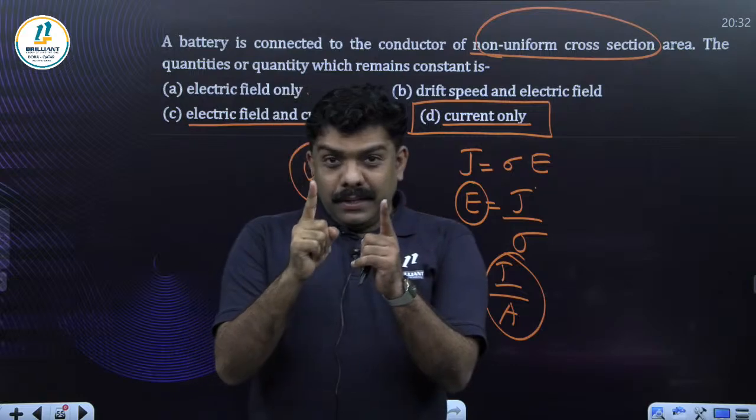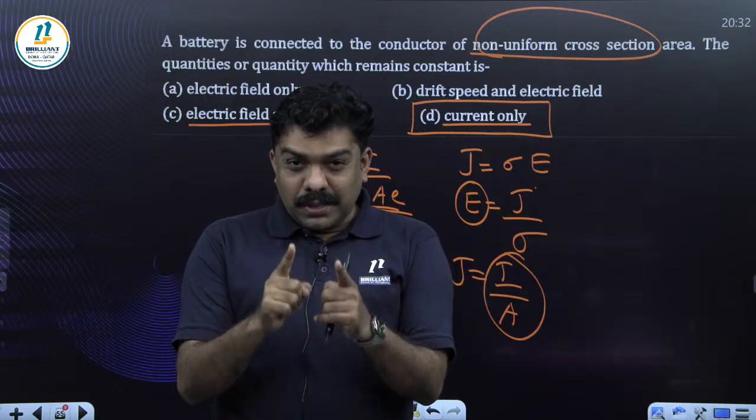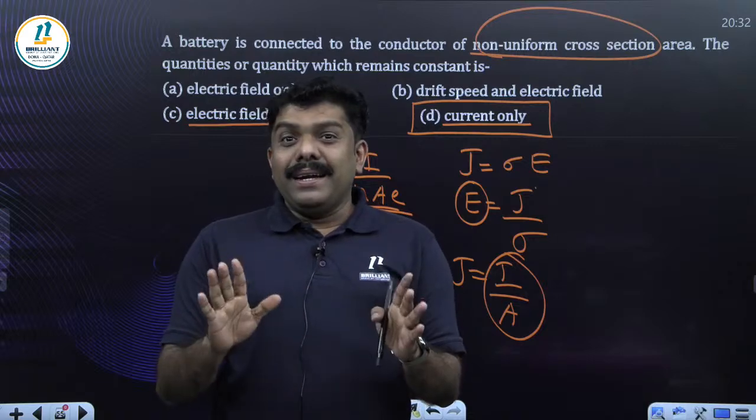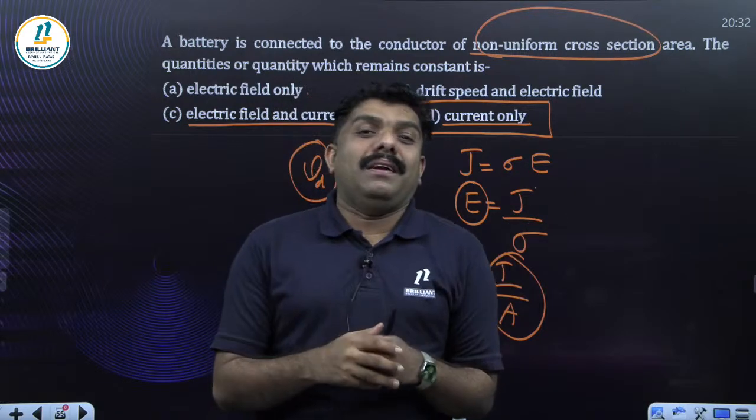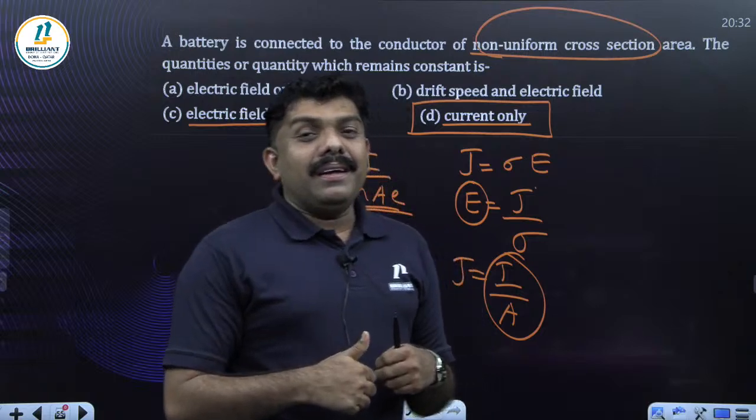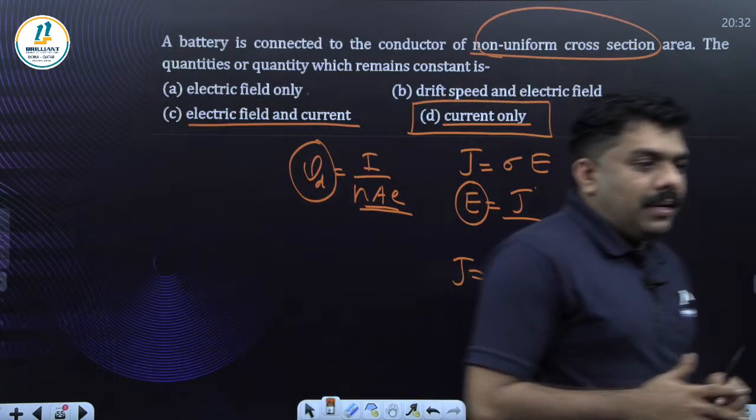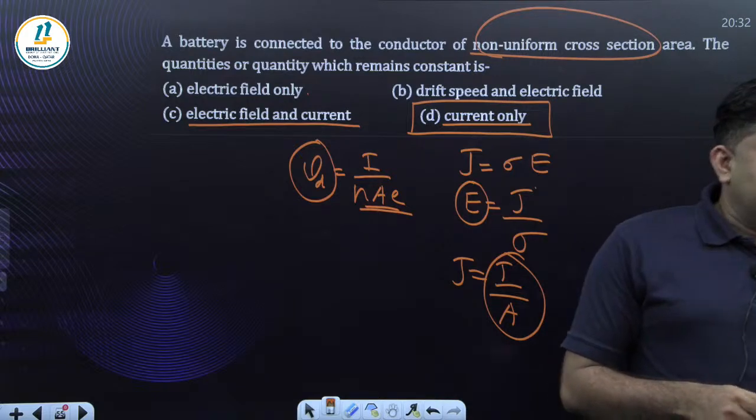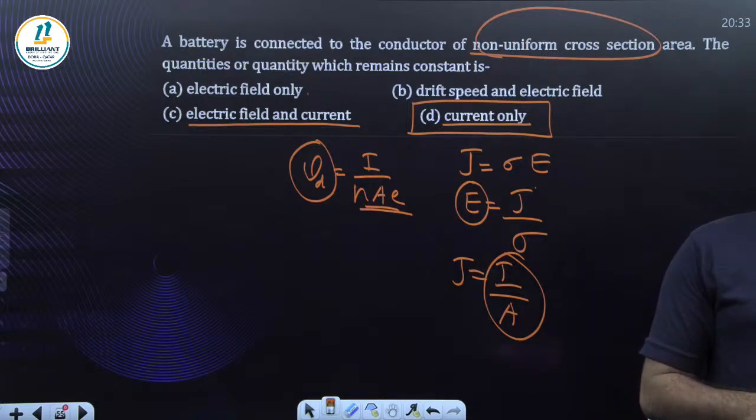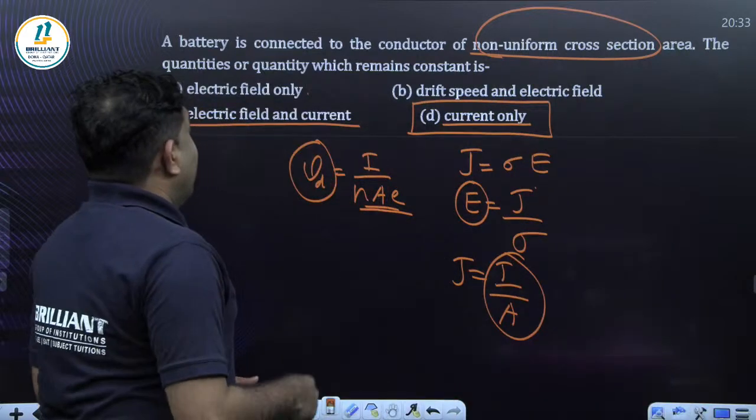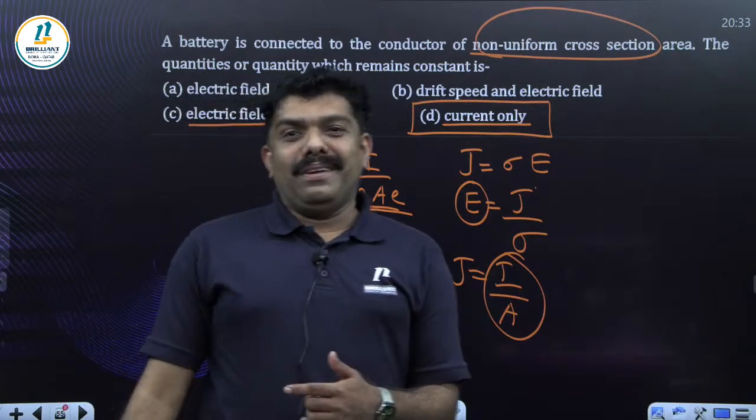I am repeating, this question is an NCERT back-side question and it is important. In a given wire, the current is independent of cross-sectional area. Yes, everyone is supporting, so the right answer is option D, current only.